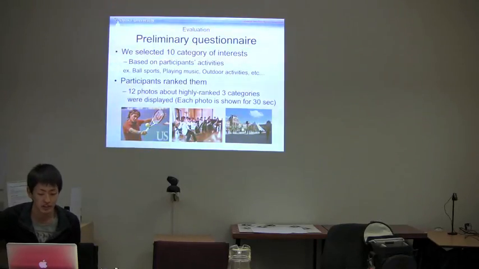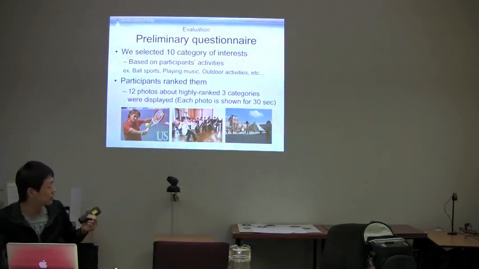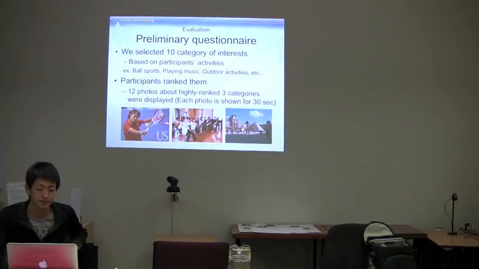Before the experiment, we chose 10 items that participants might be interested in based on their club activities. In the preliminary questionnaire, all participants ranked these items. During the conversations, 12 photos about 4 categories, which were highly ranked by many participants, were used for the interest info. This picture shows examples of them.